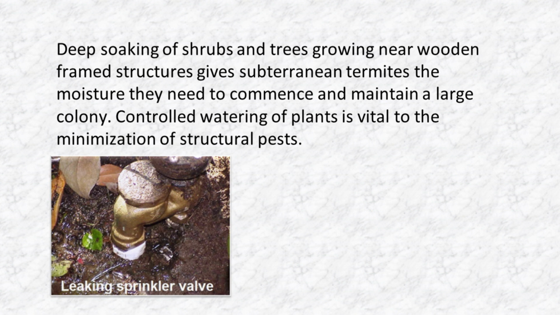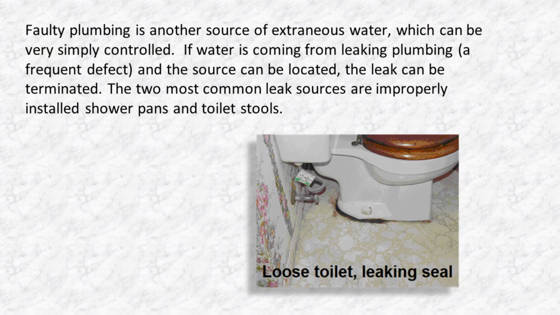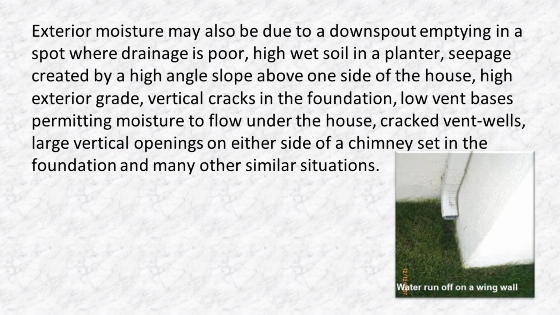Controlled watering of plants is vital to the minimization of structural pests. Faulty plumbing is another source of extraneous water, which can be very simply controlled. If water is coming from leaking plumbing, a frequent defect, and the source can be located, the leak can be terminated. The two most common leak sources are improperly installed shower pans and toilet stools.